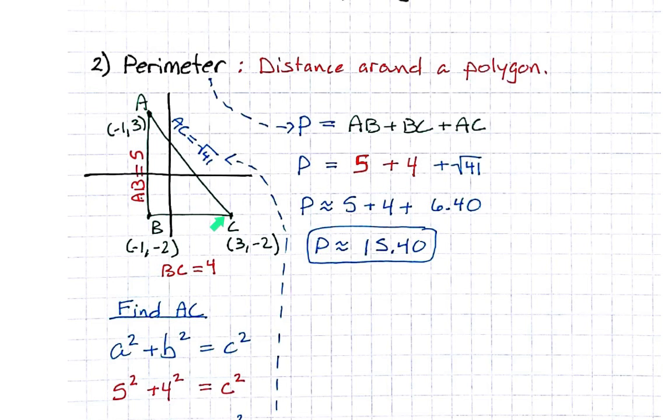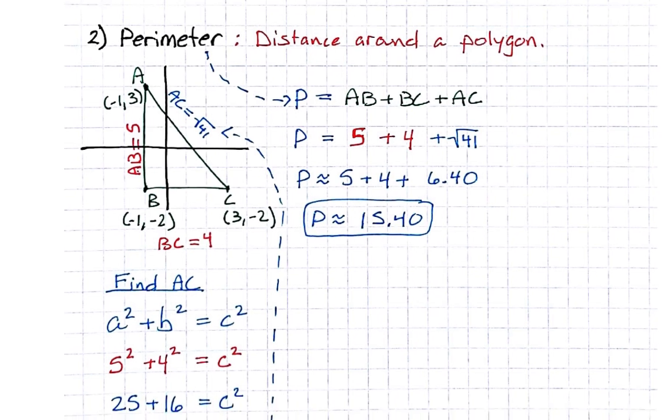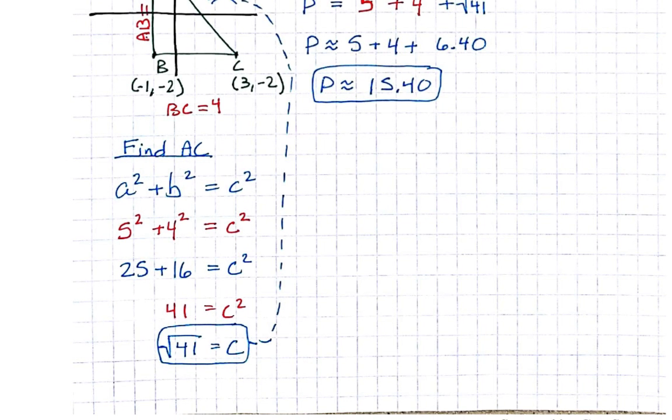If a side is diagonal, then we're going to have to use the Pythagorean theorem to figure out the length of that side. In this case, the perimeter is 5 plus 4 plus the square root of 41. And I changed it to this wavy equal sign, which means approximately, because I had to round off the square root of 41 to 6.40. So our perimeter is approximately, to the nearest hundredth, 15.40. And there's our Pythagorean theorem work down here at the bottom.